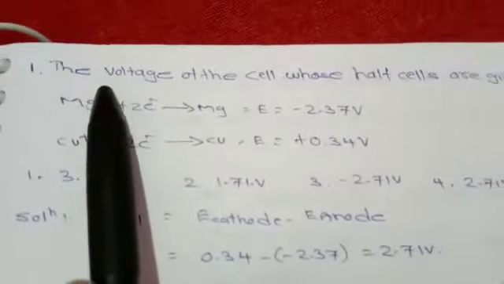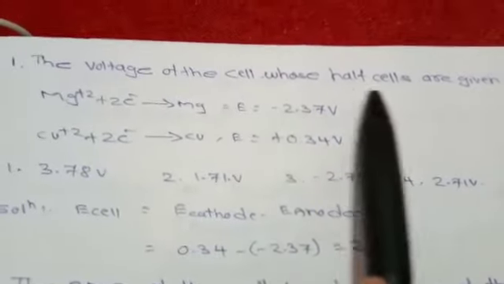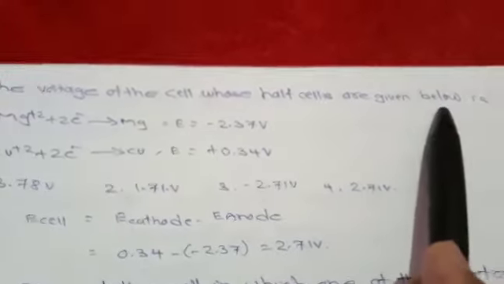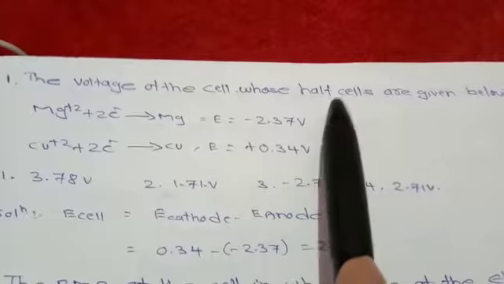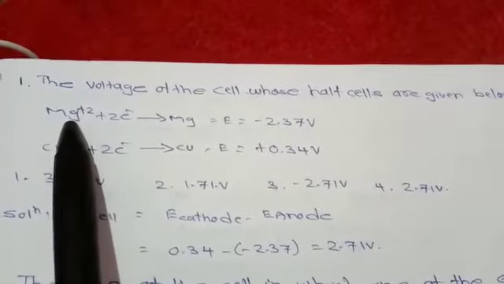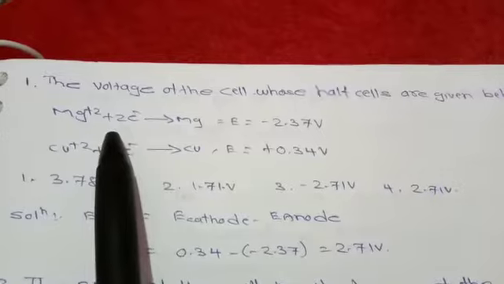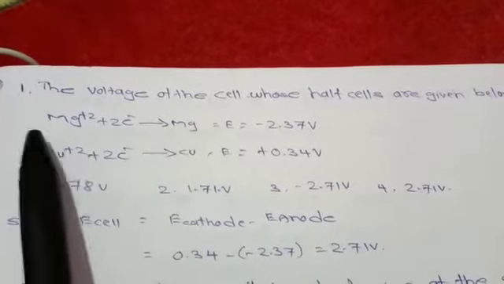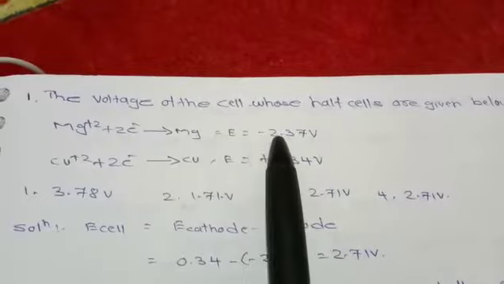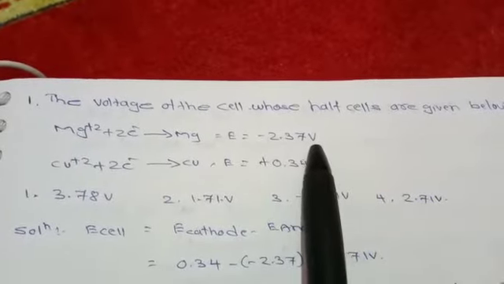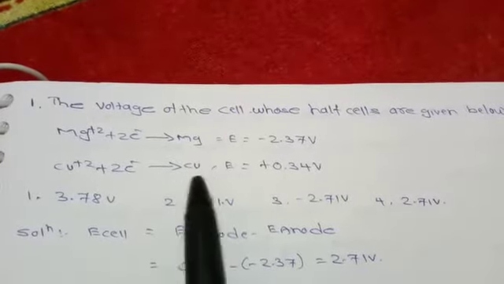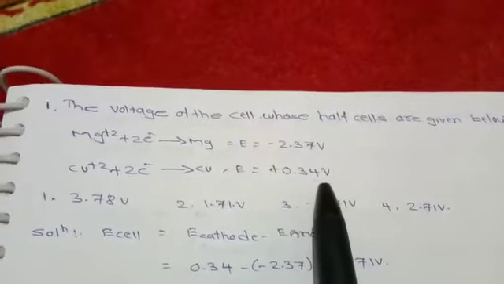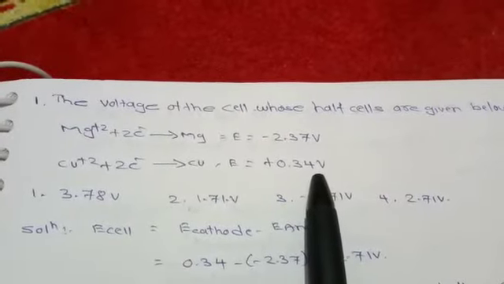In the first problem, it is given: the voltage of the cell whose half cells are given below is, right? Here we have one cell and the half cell reactions are given. One half cell reaction is Mg plus 2 plus 2 electrons giving Mg, right? For this electrode, the potential is minus 2.37 volts. And we have one more electrode, that is Cu plus 2 plus 2 electrons, which gives copper. For this electrode, it is plus 0.34 volt. Okay, so this is the equation, right?